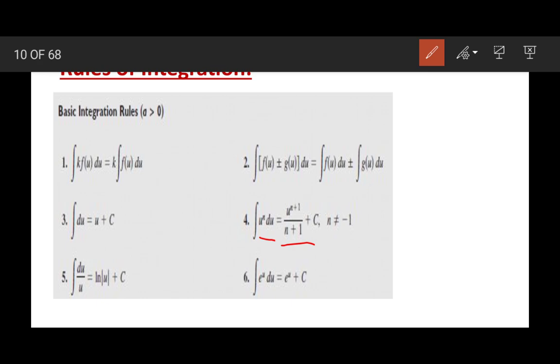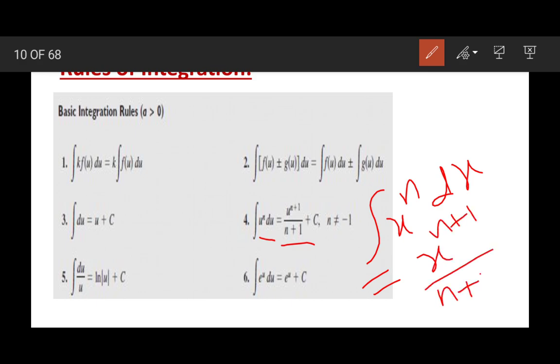Same integral formula as for x raised to n. Integral of x raised to n, we know, is equal to x raised to n plus 1 upon n plus 1 plus c. Now since here I am using u, integral of u raised to n du will be u raised to n plus 1 upon n plus 1 plus c. Then similarly integral of 1 upon u is log u plus c. And integral of e raised to u du is e raised to u plus c.